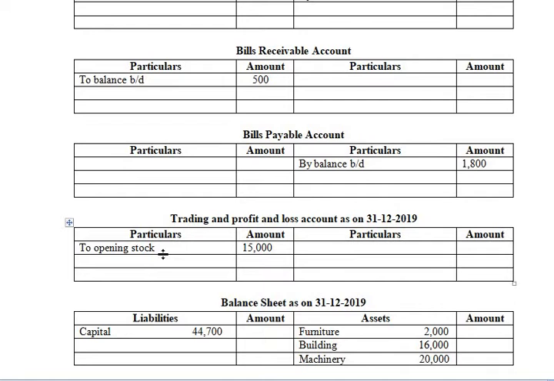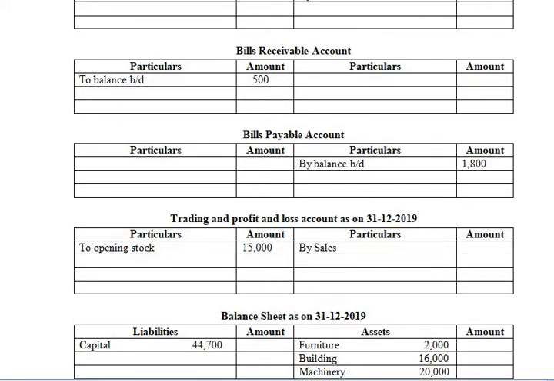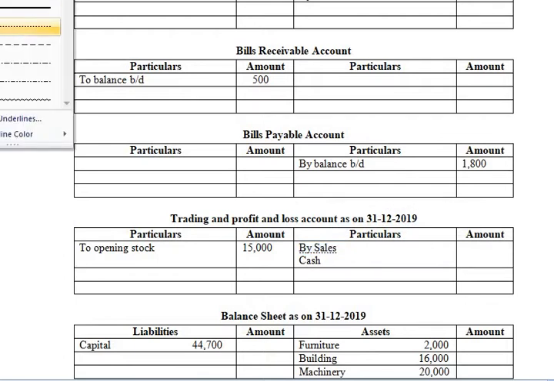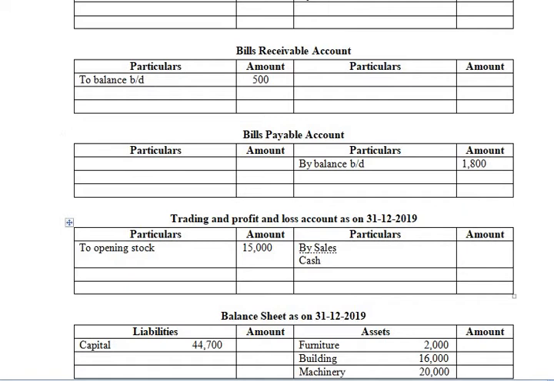Here you have written opening stock. Purchases come to the debit side, sales come to the credit side. So by sales, and this is nothing but cash sales, so let's write it as cash. I'll just underline this. Cash sales is how much? 10,000. I'll write it in the inner column, because if we have credit sales, then we need to add the amount and write it in the outer column. So I'll write this amount in the inner column.